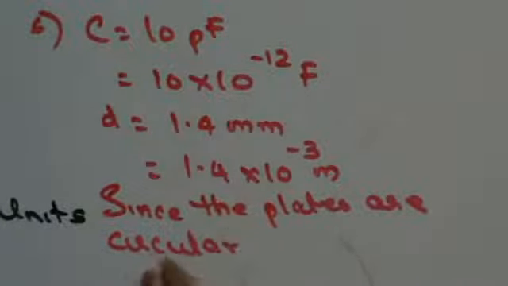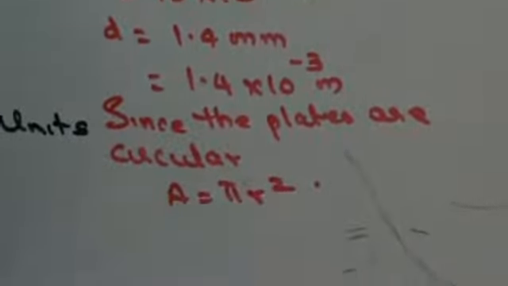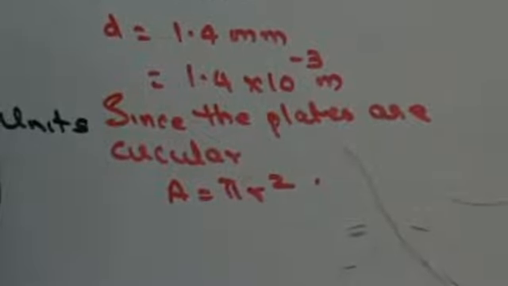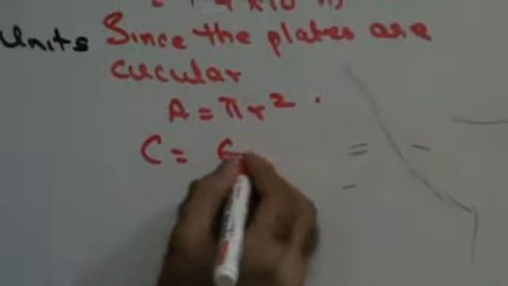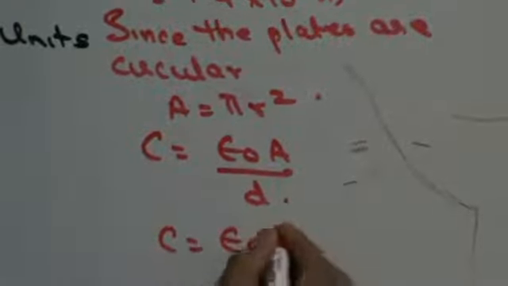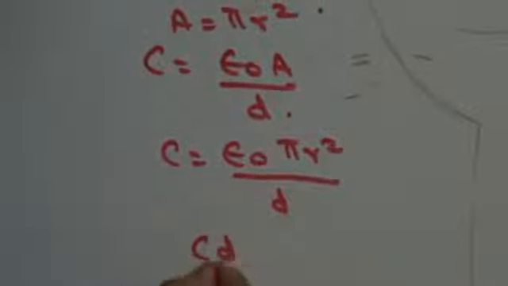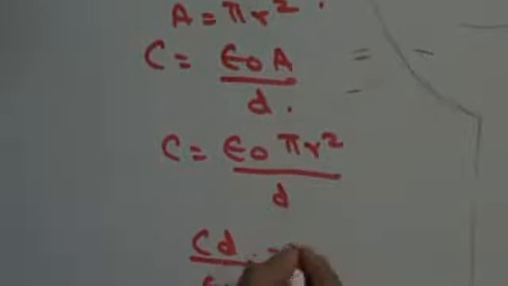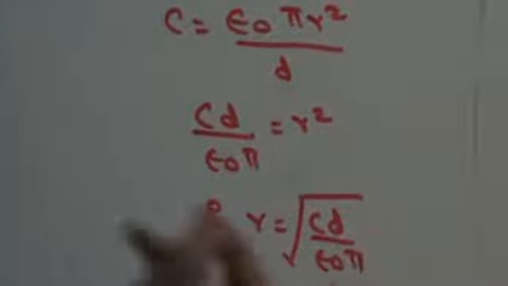Since the plates are circular, I can say A is equal to pi r square, right? Next, capacitance is given to you. K is not given to you, so you can assume the value of K as 1. So C is equal to epsilon 0 A upon d, that is epsilon 0 pi r square upon d. So I can say that Cd upon epsilon 0 pi is equal to r square. Therefore I can say r is the square root of Cd upon epsilon 0 pi.